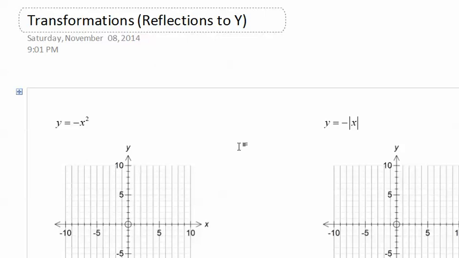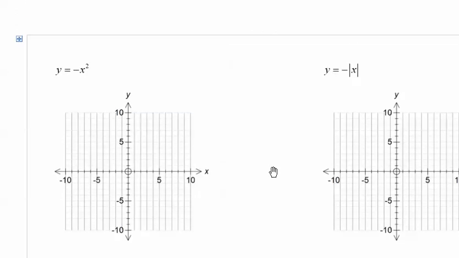In the last video, we talked about reflections when they apply to x, but today we're going to talk about reflections when they apply to y. Okay, so how do we know if a reflection applies to y? Well, in this case, it's usually outside of some type of parentheses, or it's in front of the whole function.